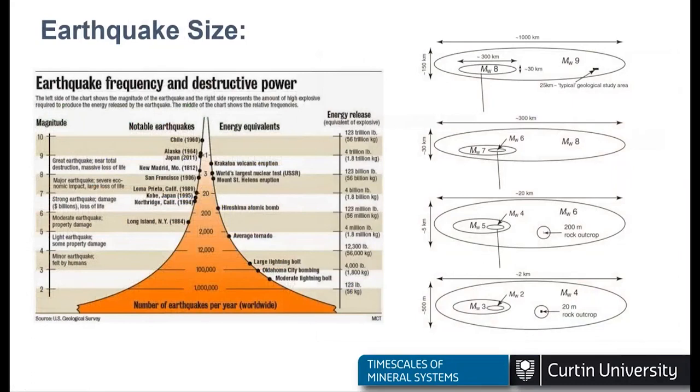This is a log scale, so magnitude 3 is 10 times greater than 2, and 4 is 100 times greater than 2, and so on. But when you're getting up to magnitude 8s and 9s, you're getting into seriously destructive events. The Krakatoa eruption, they're estimating here, is probably an 8.5, and the Hiroshima bomb is probably only magnitude 6. Right?